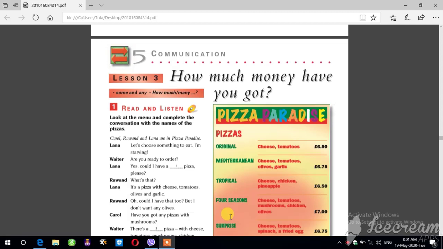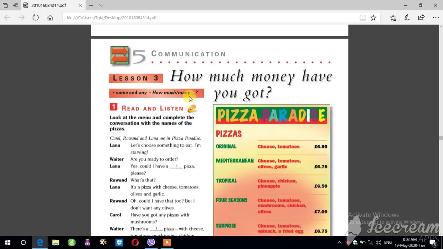Today we review Unit 5 Lesson 3. Unit 5 Lesson 3 is about 4 words. Look at here: some, any, how much, how many. Some, any, how much, how many. These words are used for things that are countable or uncountable. So if you want to talk about countable words or uncountable words, we have to use these words.